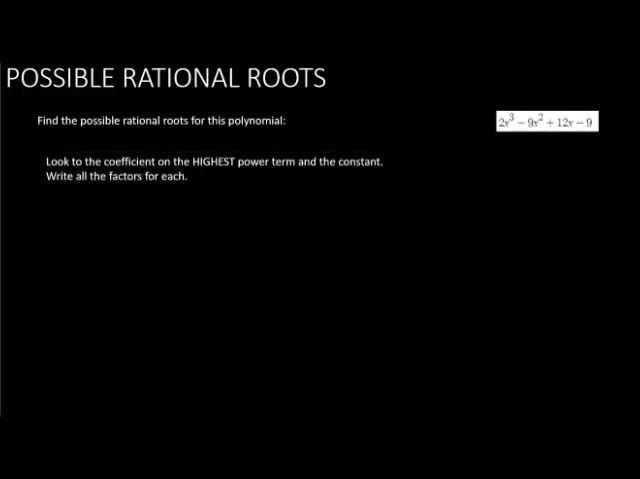Since our highest power term is 2, its factors are going to be only 1 and 2. If we look now to our constant, the -9, its factors are either 1, 3, or 9. This is because 9 can be either 1 times 9, or it could also be 3 times 3. So 1, 9, and 3 are all possible factors of the -9.